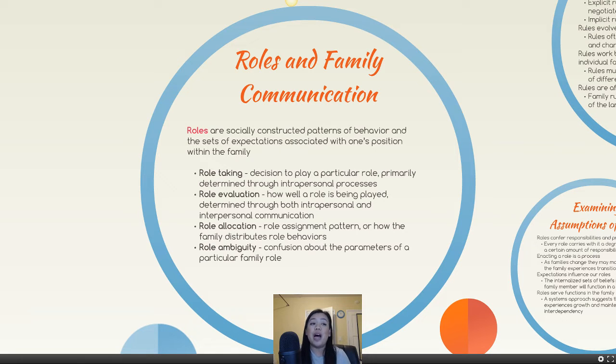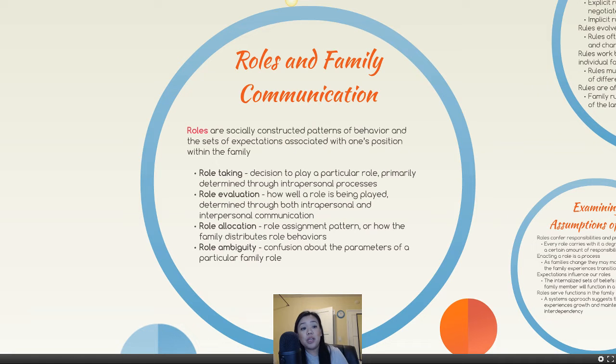The third one is role allocation. This is when we study how the family has distributed different role behaviors. So we'll talk about this furthermore down the line when we talk about gender and other various impacts that influence how families assign roles to one another. But role allocation simply has to do with the idea of how the family spreads out different roles and behaviors.